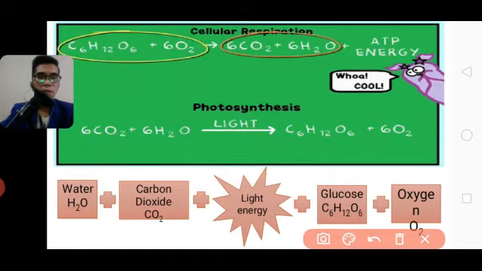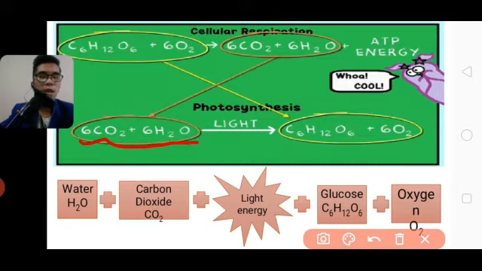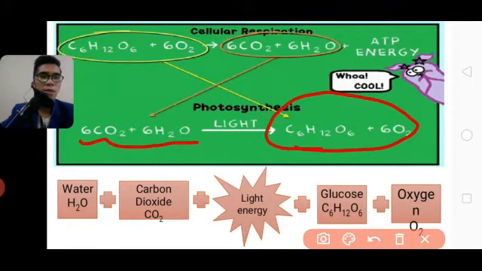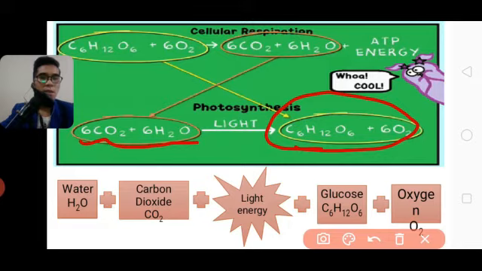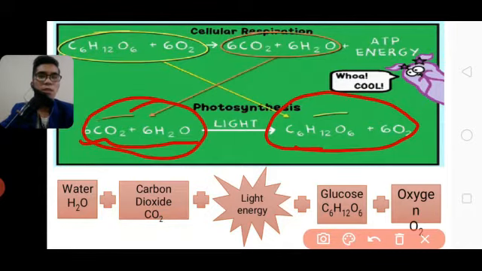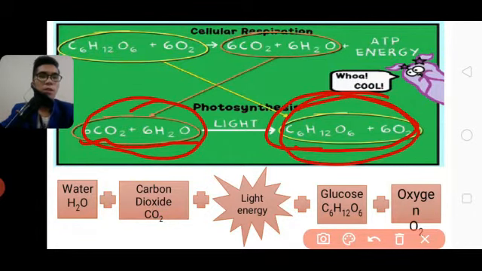Bear in mind that we have to emphasize to the students that the compounds on the left portion of the arrow are called the reactants, and this part is called the products. When can we say the formula is balanced? If the number of molecules present in the reactants is equal to that of the products.